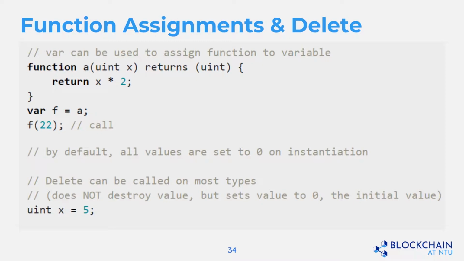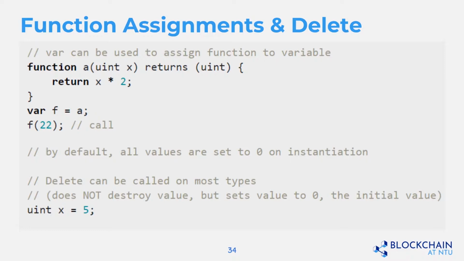And you also have a delete keyword. When you use delete, the value will always be set to the initial instantiation value. For example, all values are set to 0 on instantiation. If you write int a, the value of a is actually 0 at that point. So if you put uint x equals 5, and you call delete x, what actually happens is that x is now equal to 0. So when you use delete, you're assigning the variable its initial value that is given at instantiation.